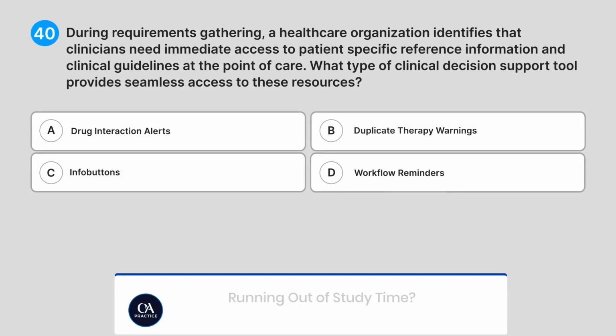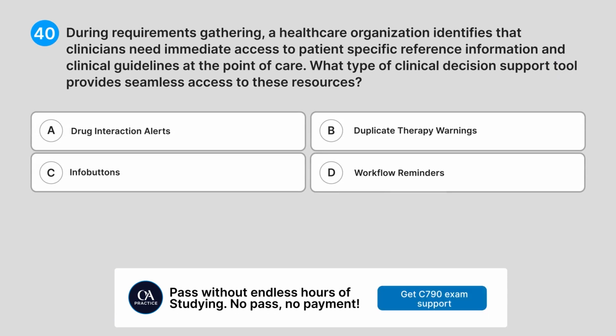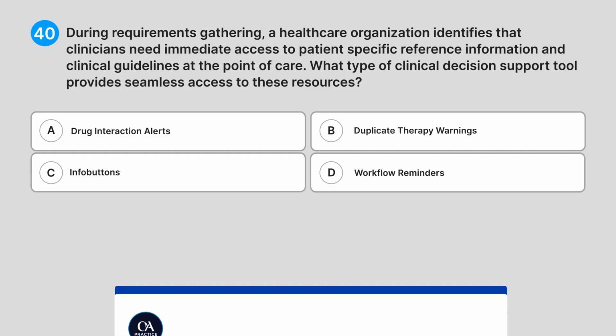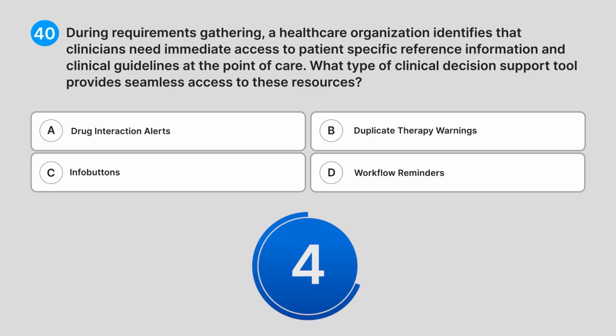40. During requirements gathering, a healthcare organisation identifies that clinicians need immediate access to patient-specific reference information and clinical guidelines at the point of care. What type of clinical decision support tool provides seamless access to these resources? A. Drug interaction alerts. B. Duplicate therapy warnings. C. Info buttons. D. Workflow reminders. Do you know the answer?